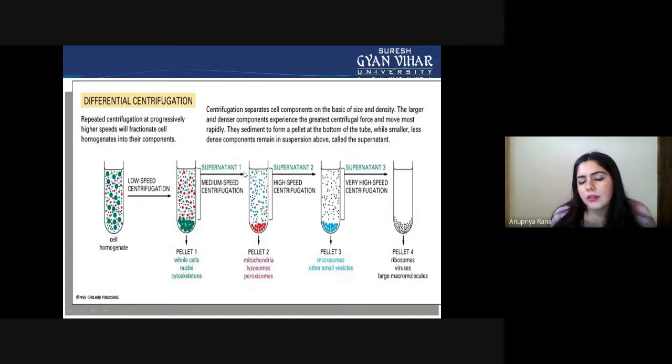After this, we give some medium speed centrifugation and we get pellet 2, in which we get the mitochondria, lysosomes and peroxisomes. At the third stage, we get the supernatant, and again we put it through centrifugation. This pellet 3 will have microsomes and other small vesicles. The enzymes related to these microsomes and vesicles, we are going to analyze them. And after the last one, we get very small and very light particles: ribosomes, viruses, and large molecules.